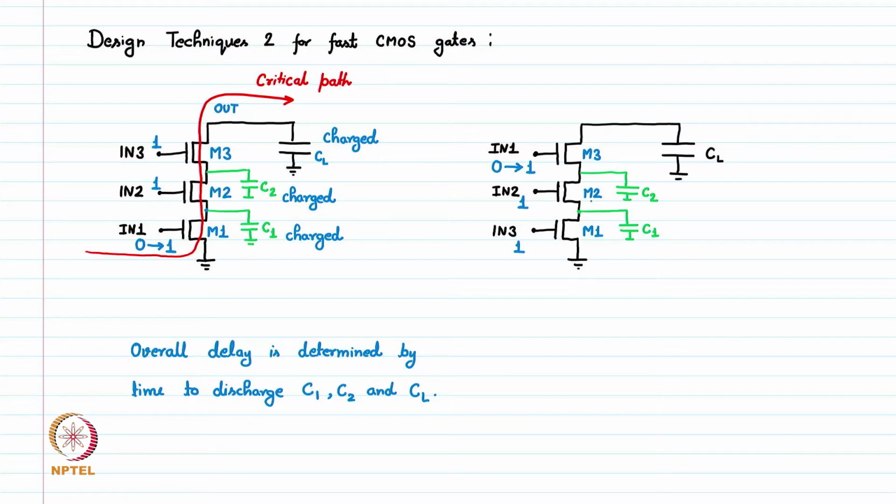It means M1 and M2 are already on. If they are already on, this C1 capacitor is already discharged to ground. So the initial value at C1 is discharged. Similarly, the C2 capacitance is also discharged through M2 and M1 because M2 and M1 both are on. So this node is going to discharge to ground. So this value of C2 is already discharged.